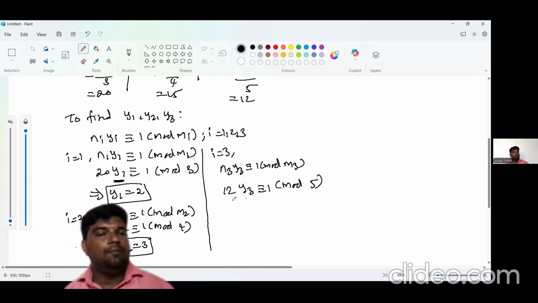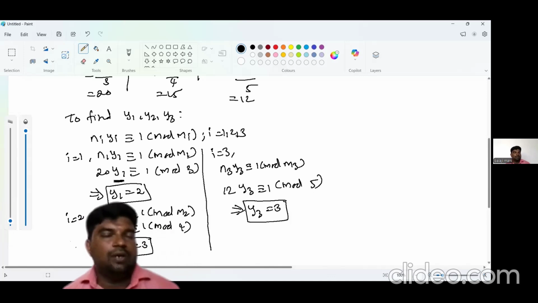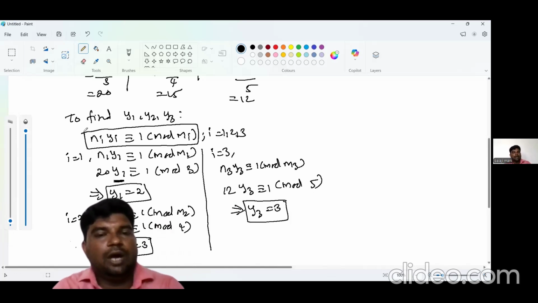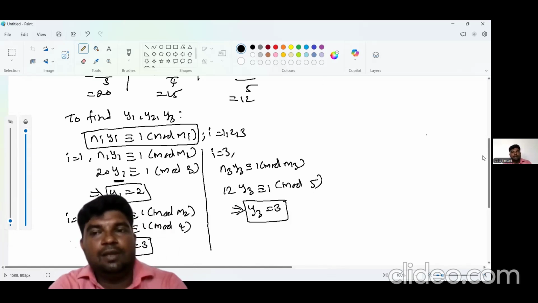Next we take 2. Total is 24. 24 divided by 5, we get remainder 4. It's not equal to 1 also. And next 3. 12 threes are 36. 36 divided by 5, we get the remainder 1. Okay, this is correct. So y3 is 3. This y value is calculated by trial. Substituting 1, 2, 3, 4 for the values, it will satisfy the system of congruence Ni yi congruent to 1 mod mi. So now I have found y1, y2, y3.